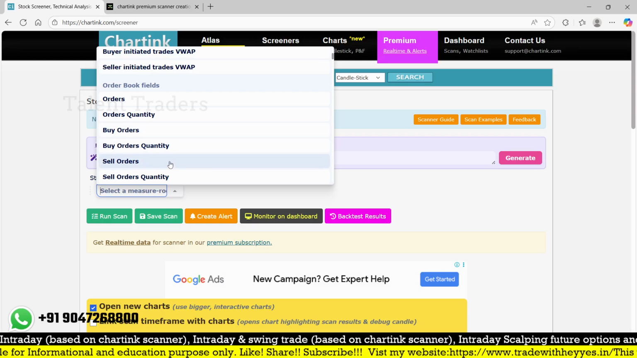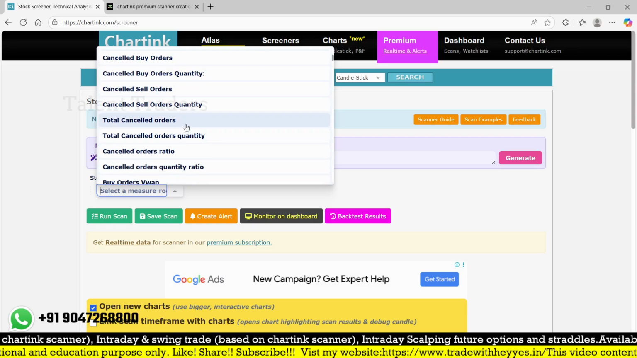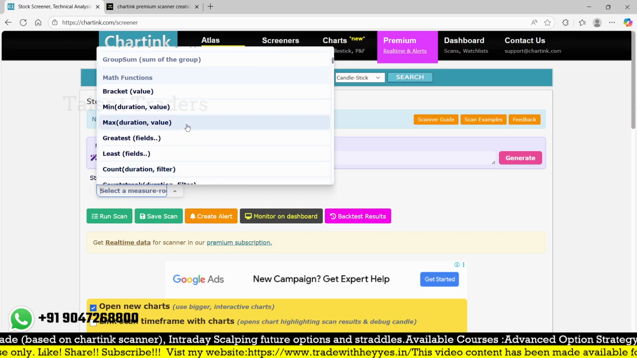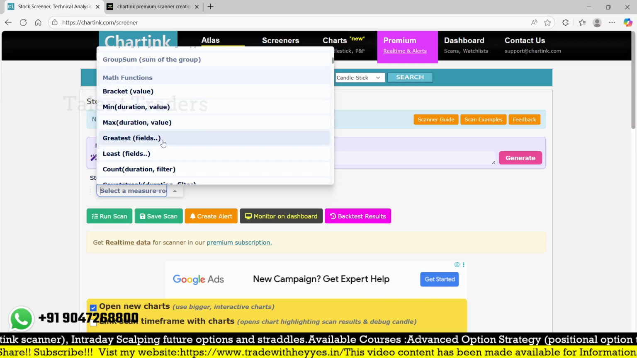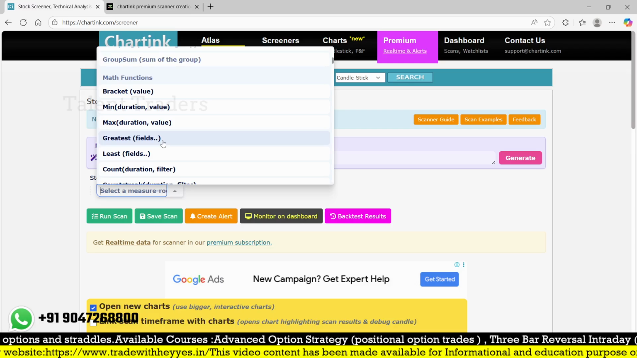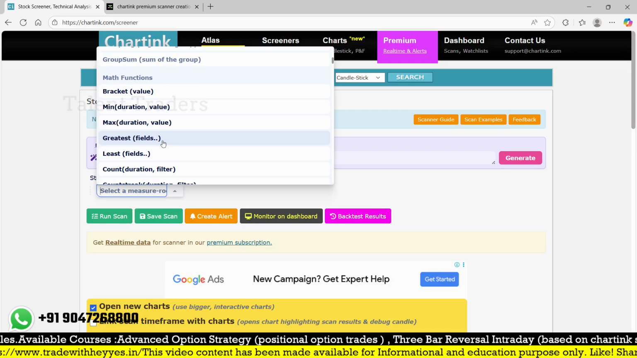The main attributes here are the order book and trade book, like buy orders, buy quantities, sell orders, sell quantities, and total trade quantity. With that we created one scanner, and another is the math function. This is also important for comparing two or three variables. By using this, we can create even more powerful scanners.